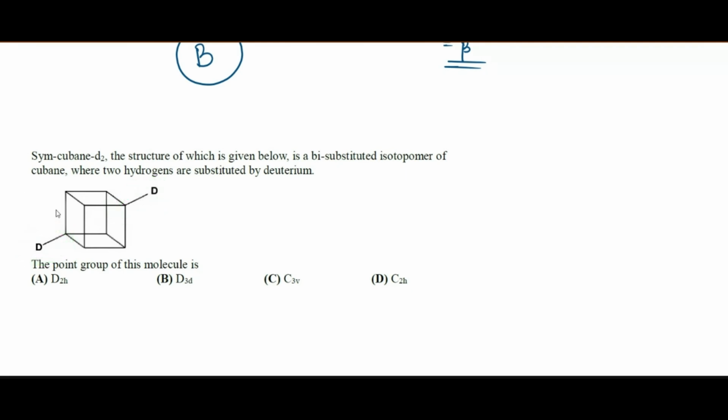So the first challenge is that you have to find the principal axis. Can you identify the principal axis?